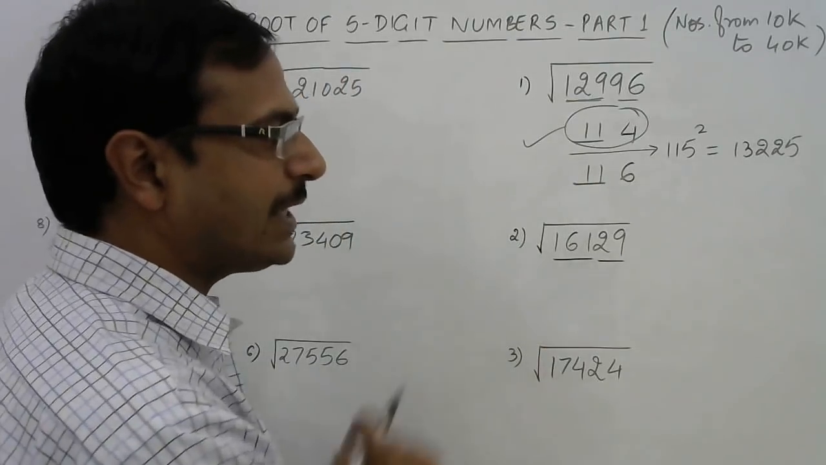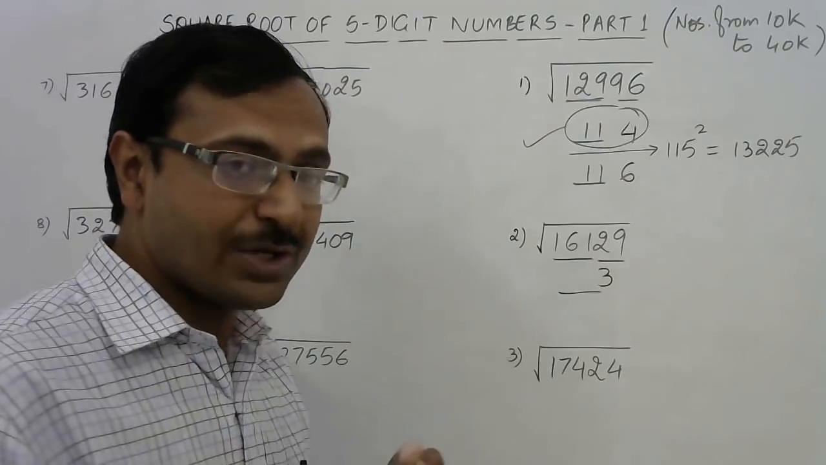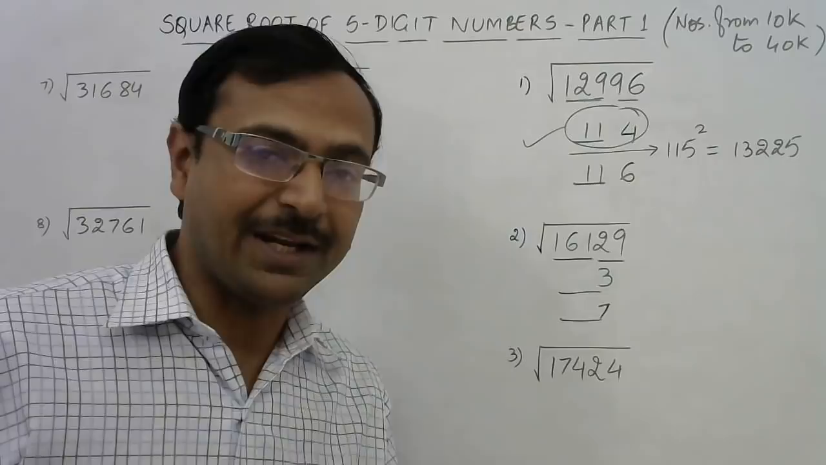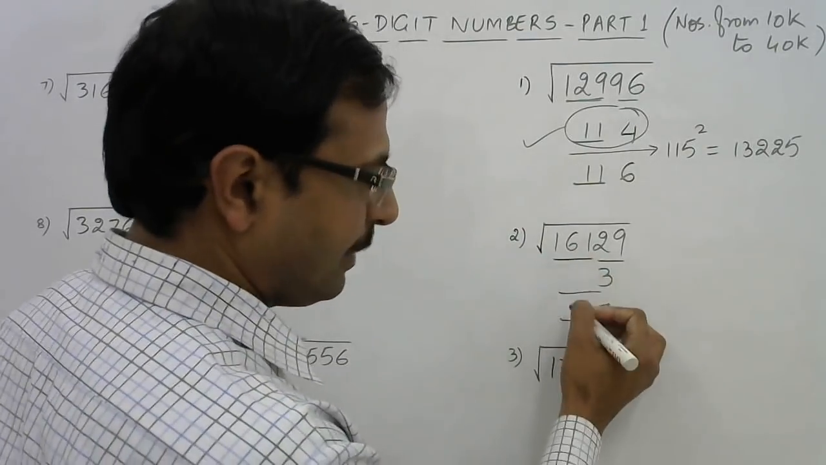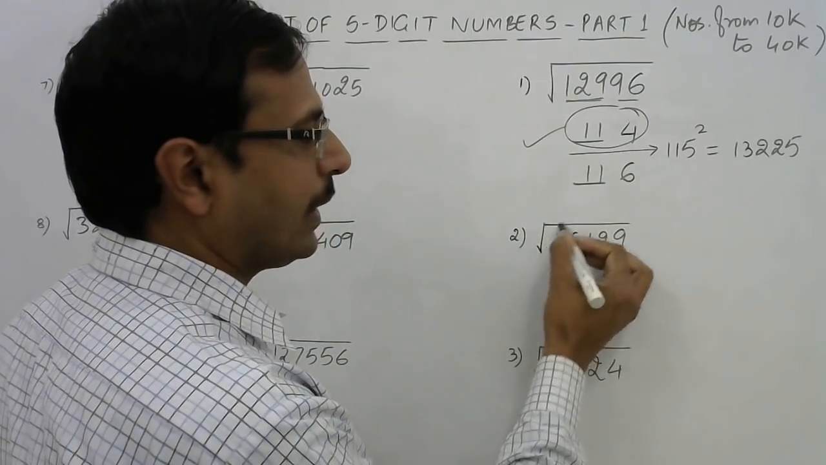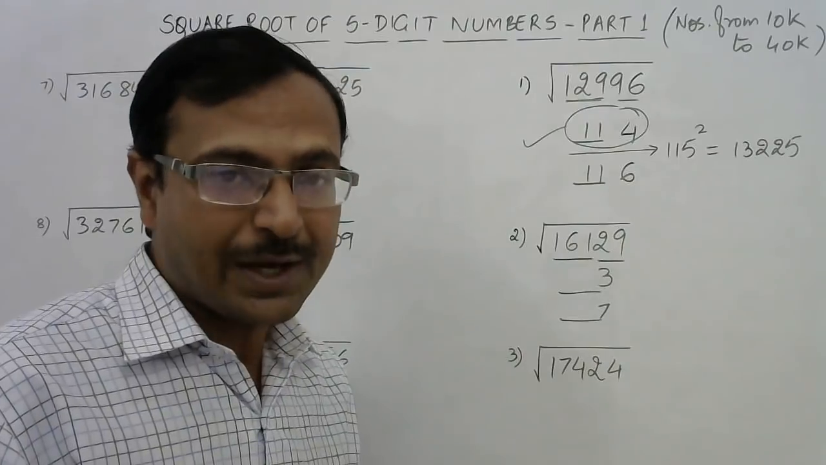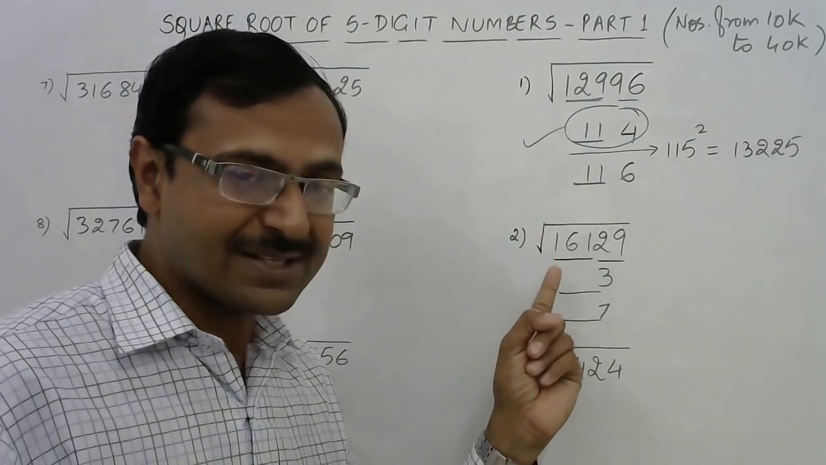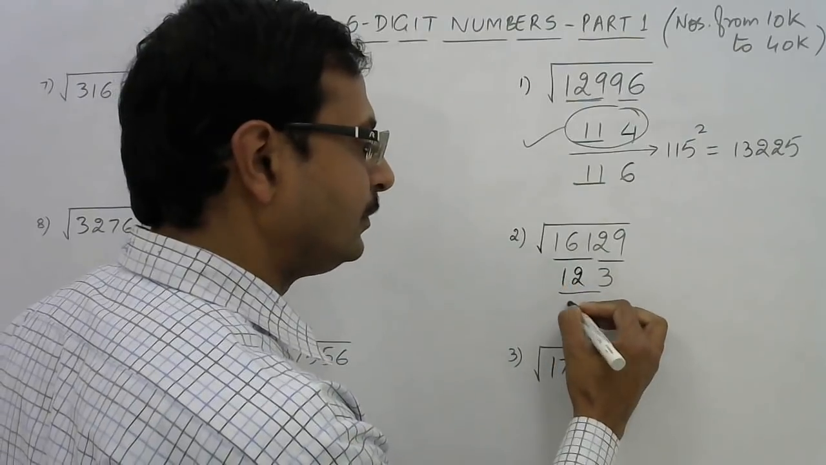Now it is ending with 9. So our answer will end with either 3, because 3 into 3 is 9, or 7, because 7 into 7 is 49, ending with 9. Now what is the next balance part? 161. What is the perfect square below 161? It is 12 square, 144, because 13 square is 169 which is above 161. So 12 is the remaining part.